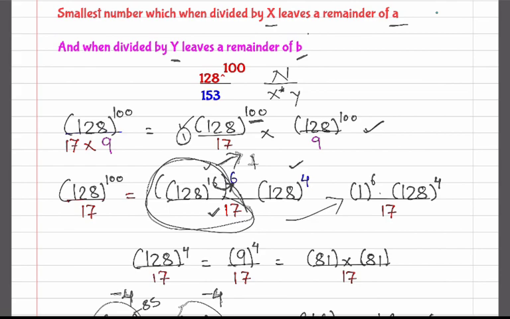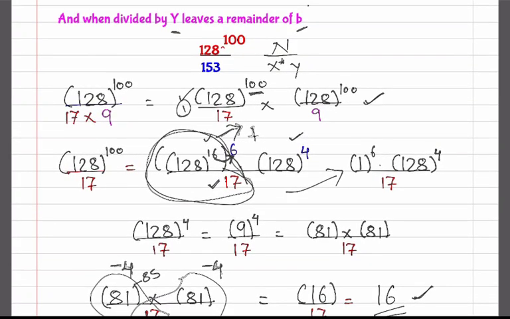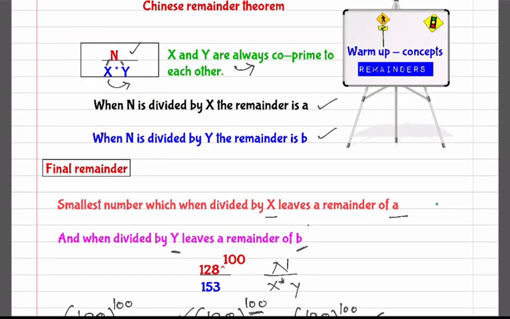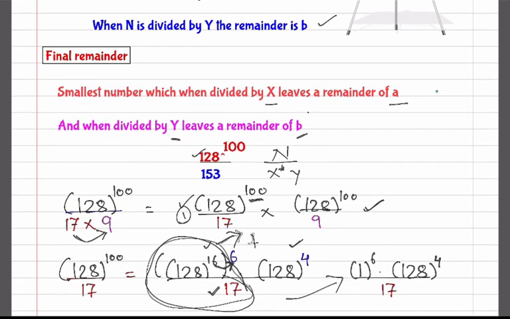So let's start from Chinese remainder. As I told you, I'll just repeat it because I don't know when the internet connection just went off. So I'll start with this. I started with Chinese remainder. I said a number as 128 raised to 100 divided by 153. I just split the number into two parts, as I told you, 17 into 9, such that the two numbers have to be co-prime to each other. Then I found the remainder for 128 raised to 100 divided by 17. I applied Fermat's theorem. Denominator was 17. I put it here as 16.